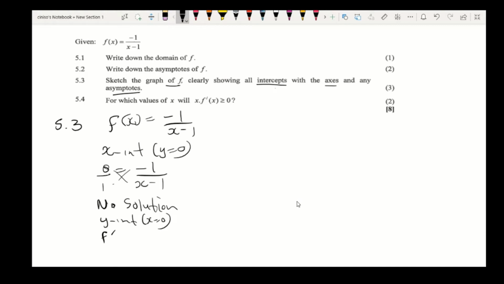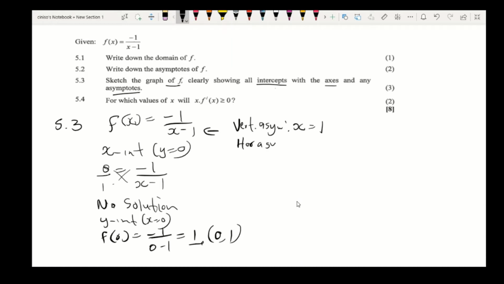Now we want to find the y-intercept when x is equal to 0. So f when x is equal to 0 is equal to minus 1 over 0 minus 1, which is equal to 1. So the coordinates are 0 and 1. Now we know our vertical asymptote, which is x is equal to 1, and then our horizontal asymptote, which is y is equal to 0.